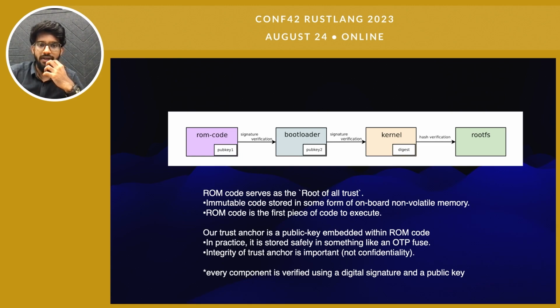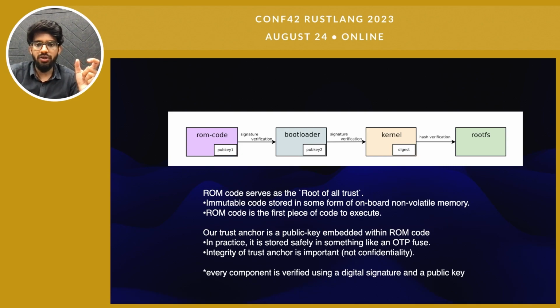Then we have this flow, typically. ROM code is something which serves as the root of all trust. ROM code is immutable code, stored in some form of onboard non-volatile memory. It is flashed at manufacturing time. ROM code is the first piece of code to execute, and it does the signature verification of the bootloader, which is the first stage bootloader. Our trust anchor is the public key embedded within the ROM code. So we have the public key in our ROM code, which is our trust anchor. ROM code serves as the root of trust.